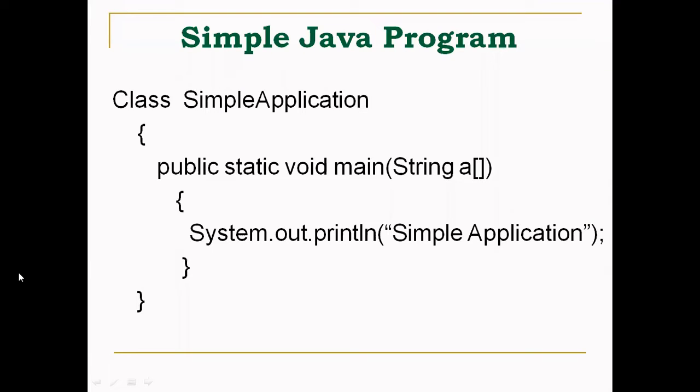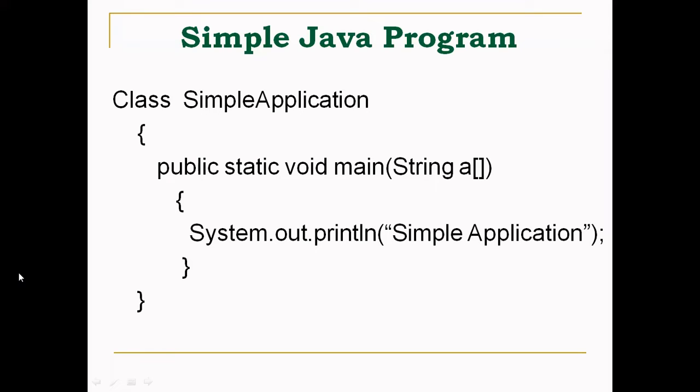So here, the syntax of the main function is very, very important. In C and C++, we can define the main function in various formats: void main, int main, main with arguments, main without arguments. All are possible in C and C++. But in Java, only one format is possible: public static void main string array.